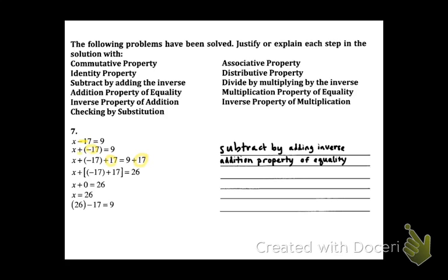The next step is associating these two numbers here in brackets. Putting these together in brackets is using the associative property of addition, if you want to be technical.